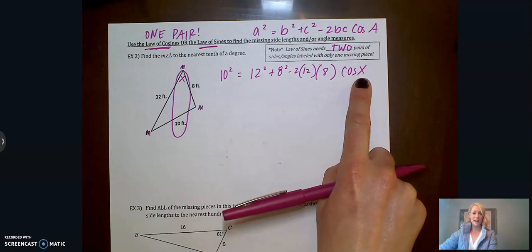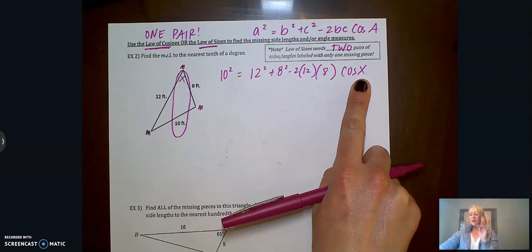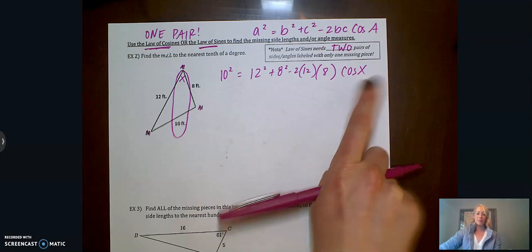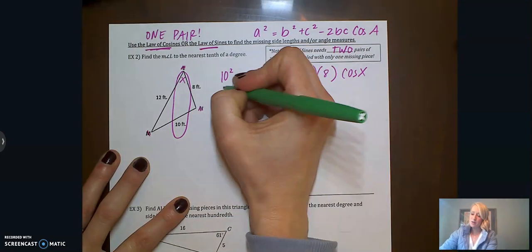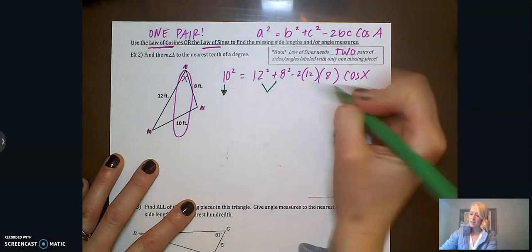When it's over here, it's the angle. You cannot just plug everything into your calculator at the same time. You have to solve this thing for x. You've got to undo the order of operations. I'll show you in class why you have to do it like this.